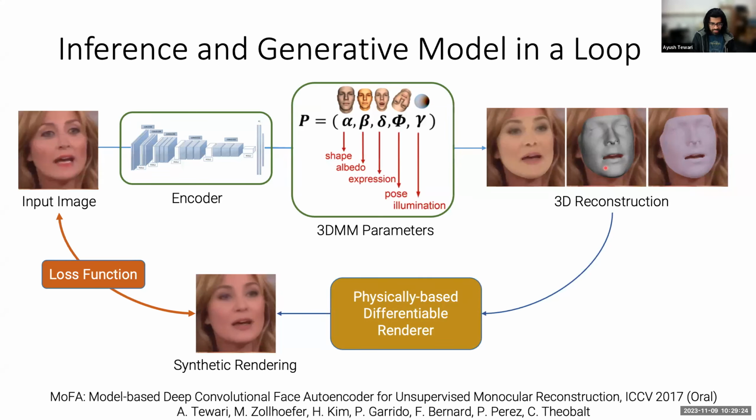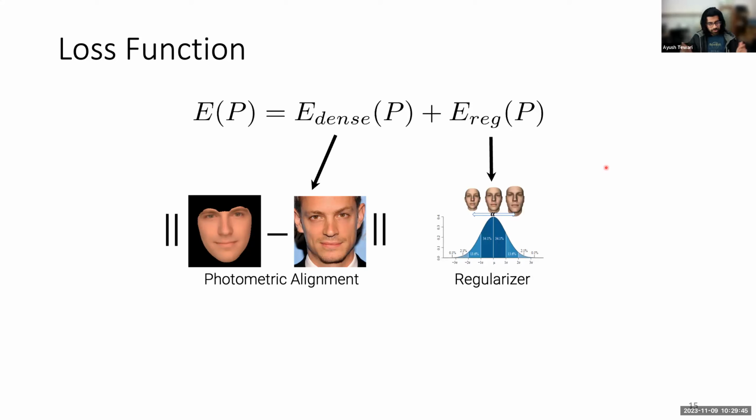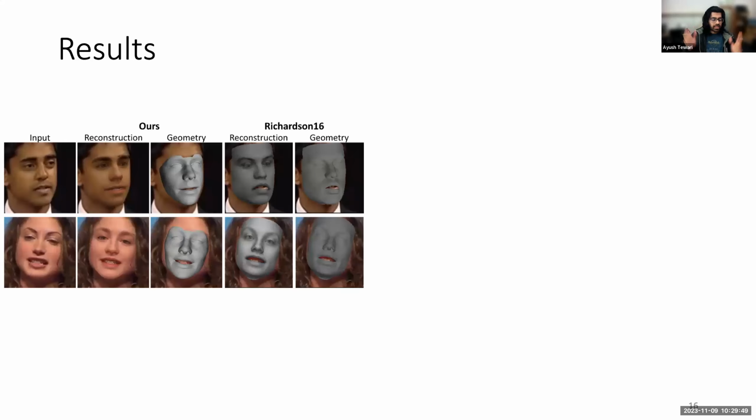This loss function will guide the network to give us 3D models that look like the input image itself, just like the self-supervised loop that integrates the inference and the generative models. The loss function is very simple. You render the mesh, you have the image, you just compare them in pixel space, and then you have the statistical regularizers from the 3D model that just say, don't go too far in the variance space. And with that, you can get models.